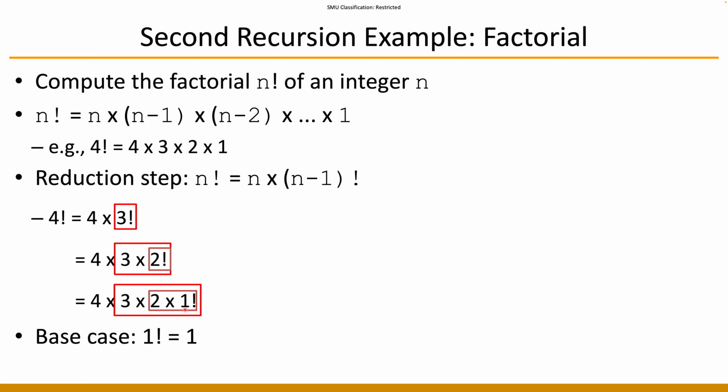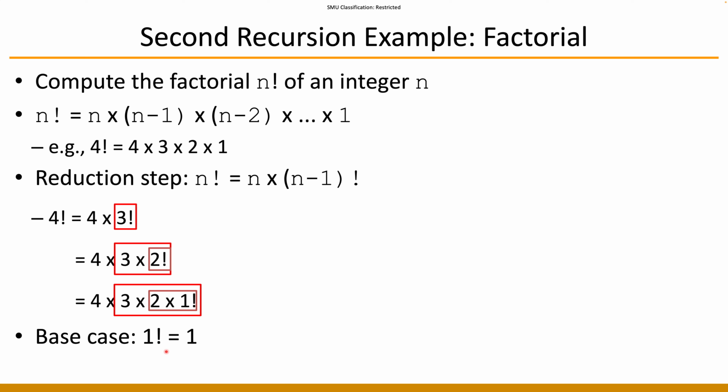But you cannot go further down the road, because 1 factorial cannot be simplified any further. So you have to stop here, right? This is where the base case will come in. We say that 1 factorial is simply 1. You cannot continue to make it smaller, right?